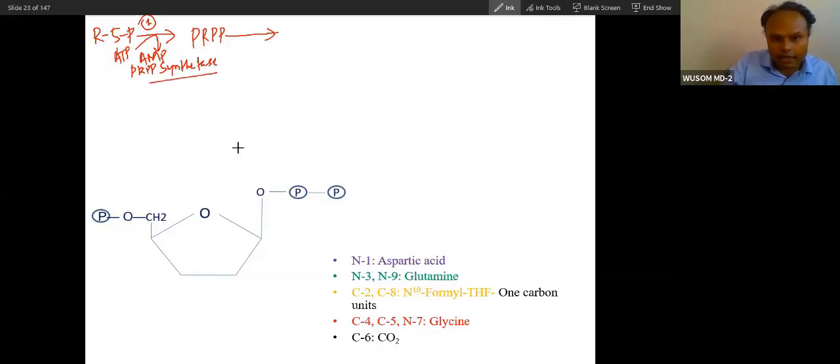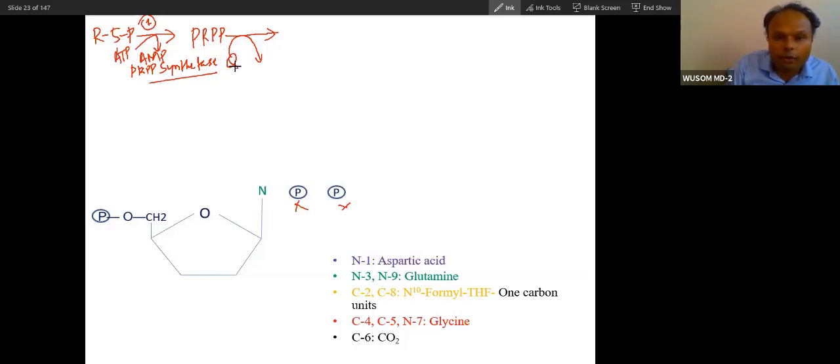And then the second reaction you can see is this. Remember, this pyrophosphate will be lost, and then what will happen is it will bind nitrogen. So the second reaction is transfer of nitrogen. So what is this reaction called? This reaction is amidotransferase. So the amido group is transferred from, I will write Q.